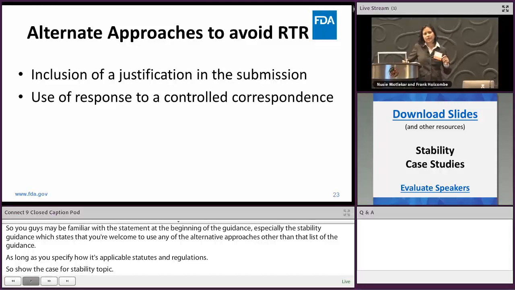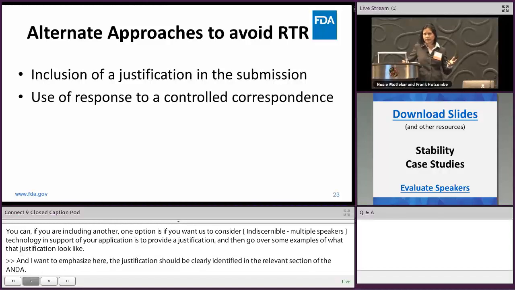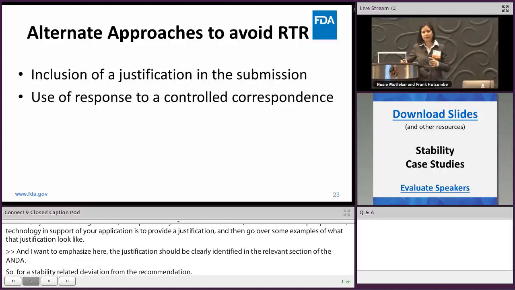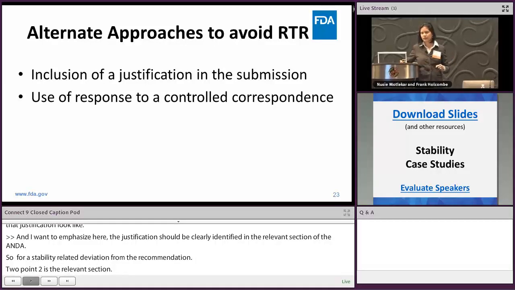Now, I want to emphasize here that the justification should be clearly identified in the relevant section of the ANDA. So for a stability related deviation from the recommendation, 3.2.P.8.1 is the relevant section where you'll identify the deviation and also clearly explain how the alternate approach meets applicable regulations.